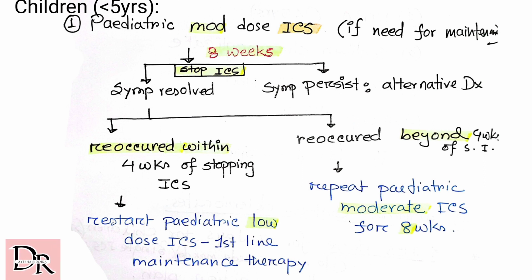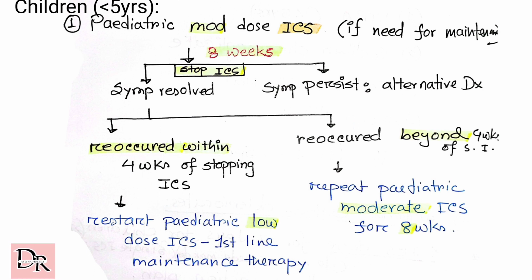Children less than 5 years. Here, if we suspect asthma, first of all, we will introduce pediatric moderate dose ICS. If there is a need for maintenance therapy after giving SABA, then we will give moderate dose ICS for 8 weeks. Then we will observe whether the symptoms resolve or not. If after 8 weeks of moderate dose ICS symptoms persist, then we have to look for an alternative diagnosis. And if symptoms resolve, then we have to wait for 4 weeks.